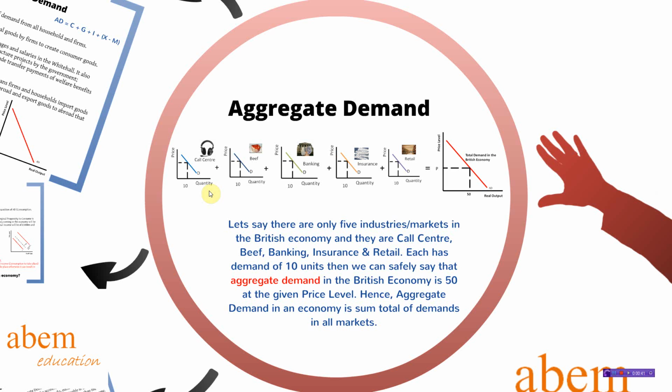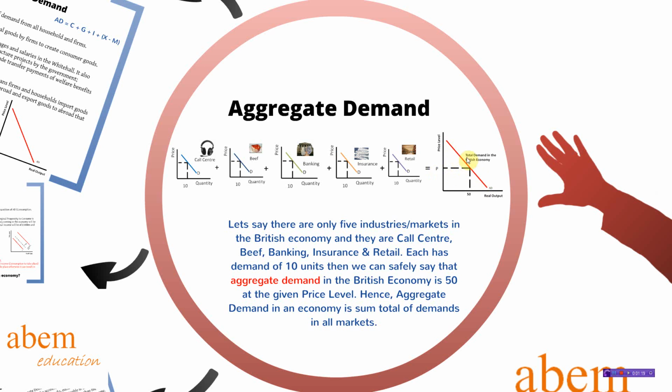Today we are exploring aggregate demand. Aggregate demand is the total demand in an economy at a given price level. So what I've done over here is I've taken, let's say in the British economy, 5 markets or industries: call center, beef, banking, insurance and retail. In each market, there is a demand for 10 units. This is to simplify the addition. If we total up all these quantities demanded, it becomes 50 units at the given price level P. So total demand in the British economy is 50 units at the price level P.